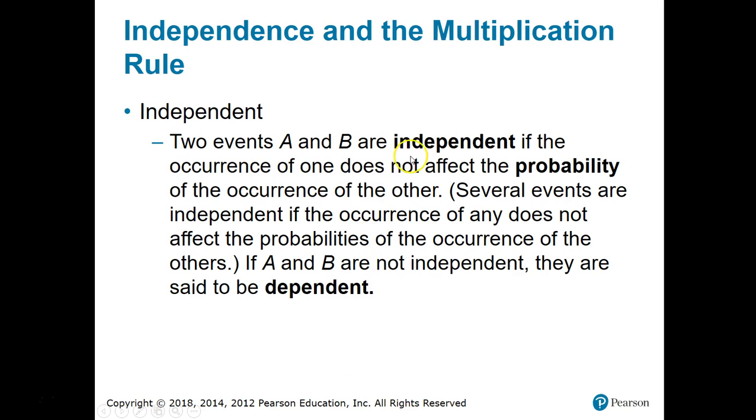All right, independent. Two events, A and B, are independent if the occurrence of one does not affect the probability of the other. Several events are independent if the occurrence of any does not affect the probability of occurrence of the others. If A and B are not independent, they are dependent. And finding dependence is pretty cool if we can find it, but some things are independent. So if I roll one die and it comes up a 3, and I roll a second die, that 3 is not going to affect the second roll. On the other hand, if I put clouds in the sky, chances are it is going to rain. That does affect the probability.